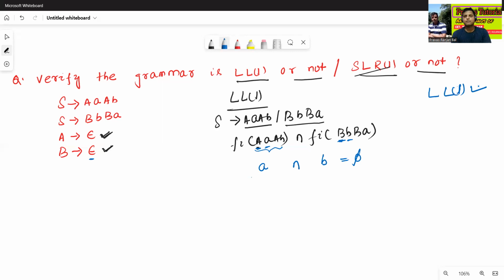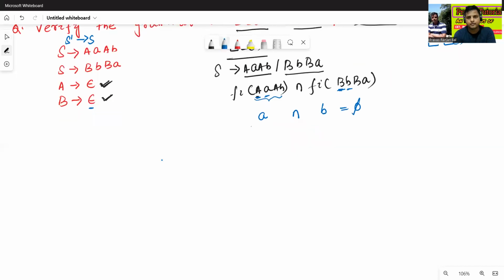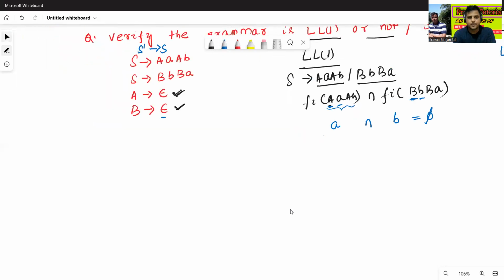Okay. Now we'll check whether this grammar is SLR1 or not. First we'll add the augmented production S prime to dot S. Then we'll find the closure of S: S to dot A B, S to dot B B A, then A to dot epsilon and B to dot epsilon.